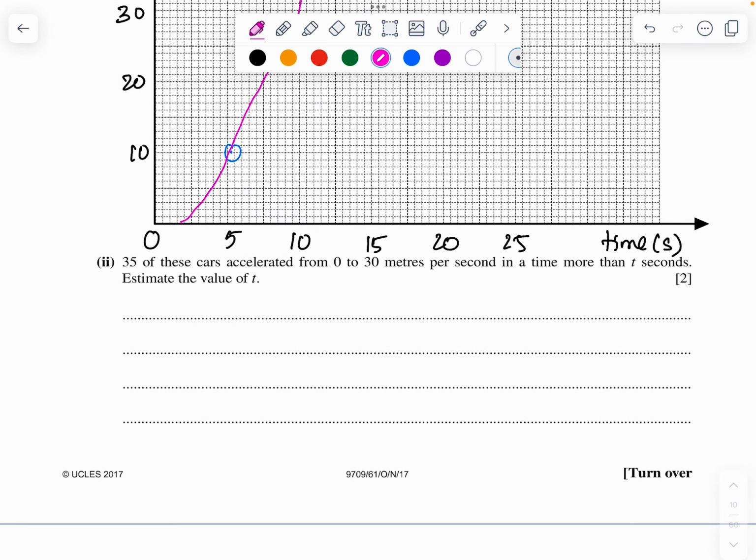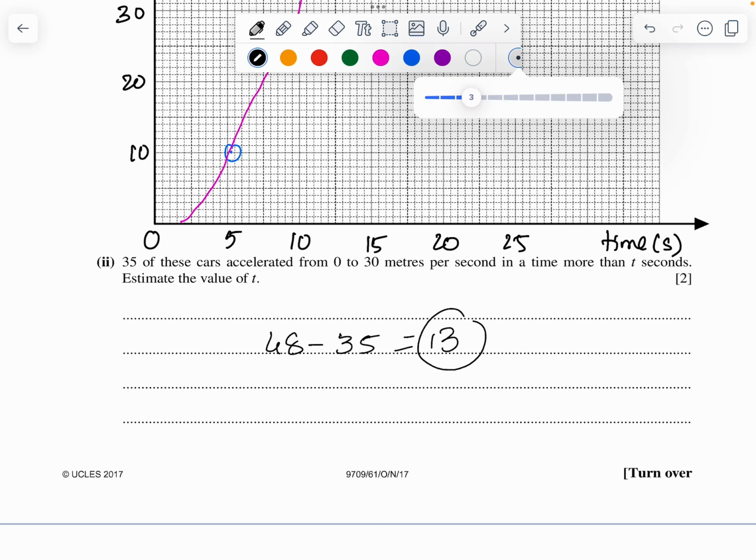35 of these cars accelerated from 0 to 30 meters per second in a time more than t seconds. Estimate the value of t. 35 of the cars, so 48 minus 35, which is nothing but what? 13. 13 cars have a time less than that to go from 0 to 30.